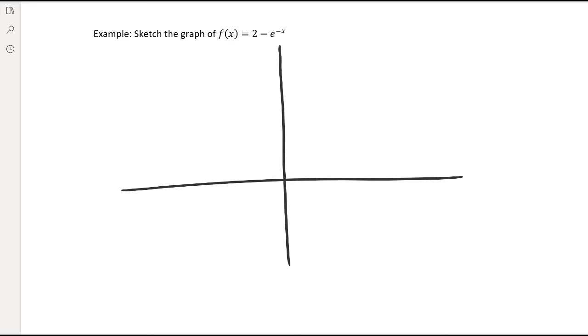So the first thing I'm going to do here is start off with a graph of just the regular e to the x function. My green graph here is a graph of e to the x. Remember, b to the x has the same shape. Okay. So now let's identify the transformations that we need to do to this e to the x graph.